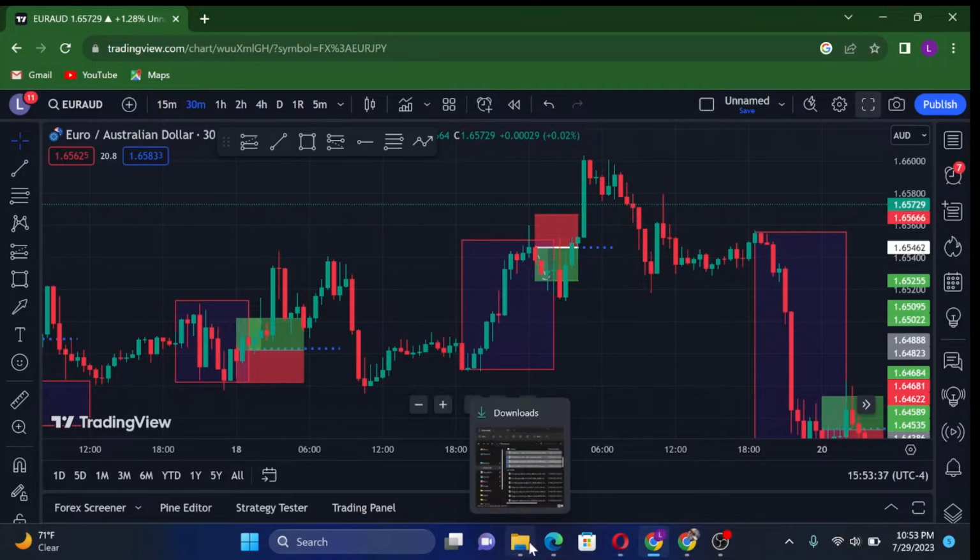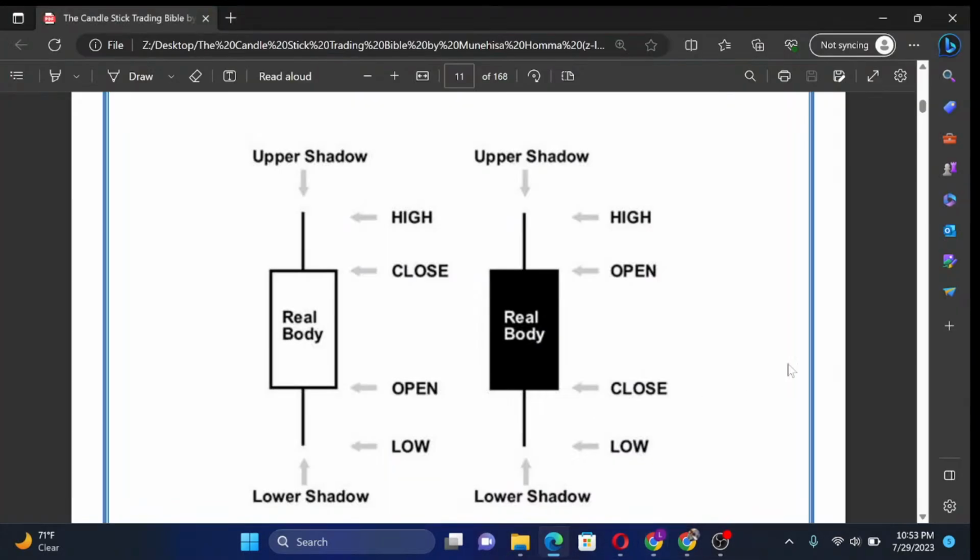Let's go back to the book. Upper shadow, lower shadow. So they are calling it upper shadow in this book, but it is called a wick. Most forex traders call it a wick. Maybe for this forex trader who made this book, he called it a shadow. Okay. Lower shadow, upper shadow, lower shadow. So this is, according to what I see.